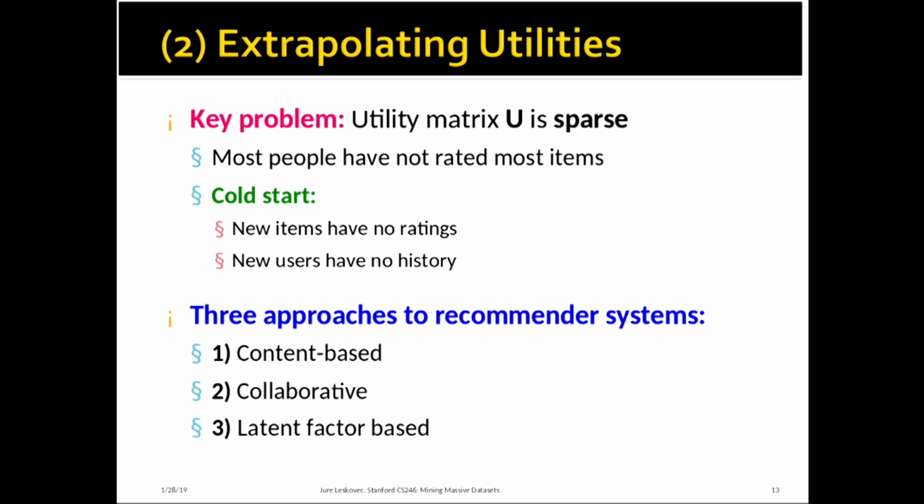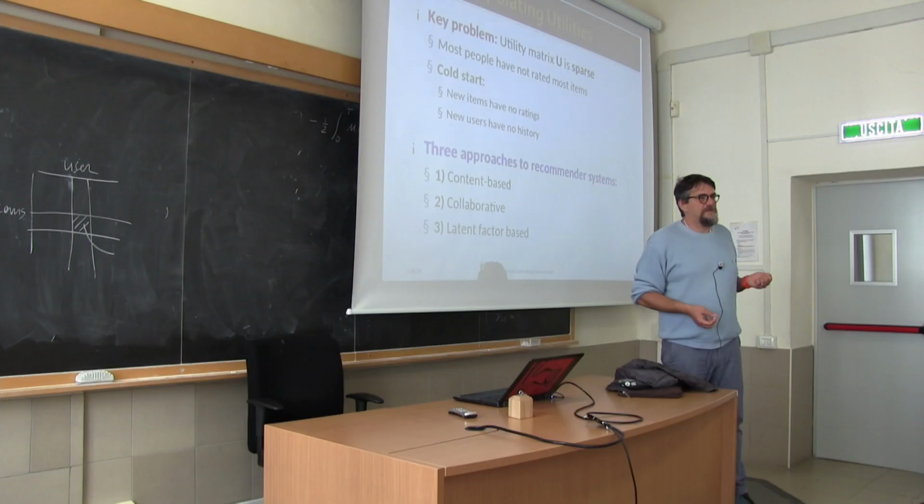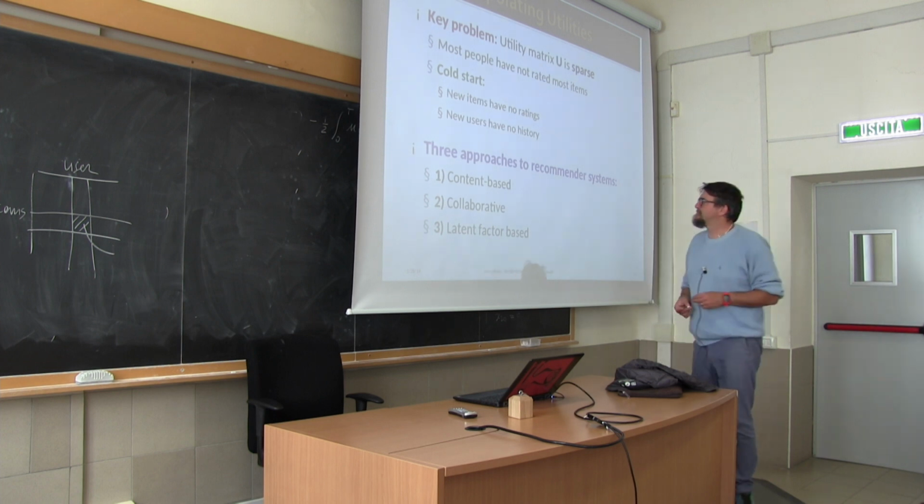Not only that, you have a problem of cold start in this utility matrix, namely whenever a new user appears in the system, you don't know anything about his utility matrix. And similarly, whenever a new product appears in the system, you don't know anything unless at least one user actually evaluates the product in order to get something. Okay, so you have those two problems.